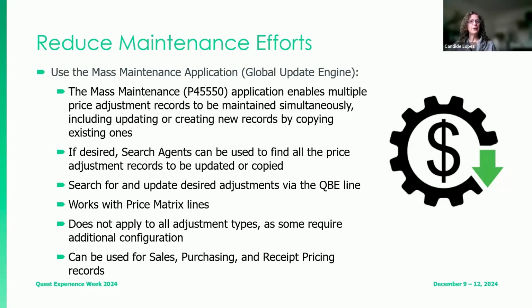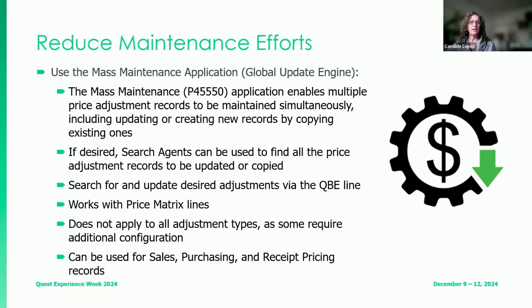If desired, you can create what are called search agents. Search agents can be used to find all the price adjustment records that are to be updated or copied, and they are based on, again, those category codes. So now it's going to go into the pricing rules, and it's going to search on category codes to find items that the price change is going to apply to.